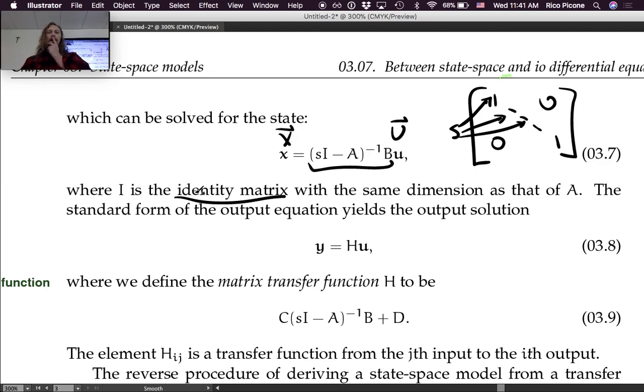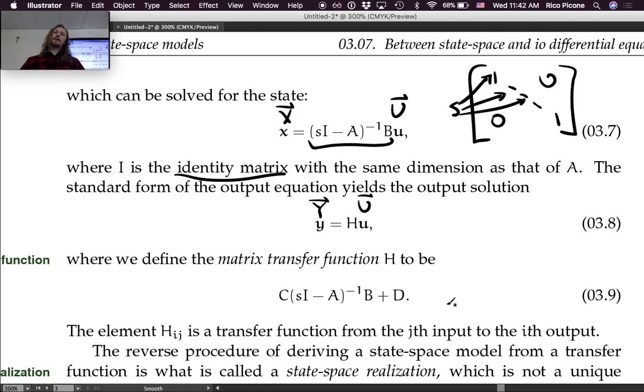So the standard form of the output equation yields the output solution Y equals HU, where we define the matrix transfer function H, I know, same symbol, but that's typical to use, to be C times (sI minus A) inverse B plus D.